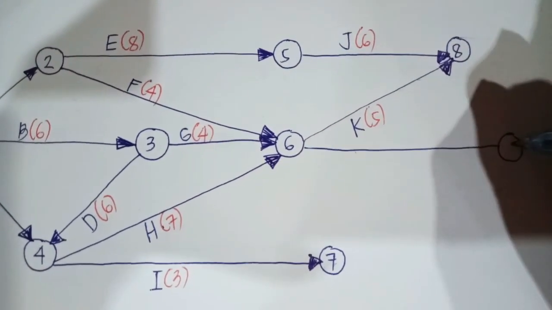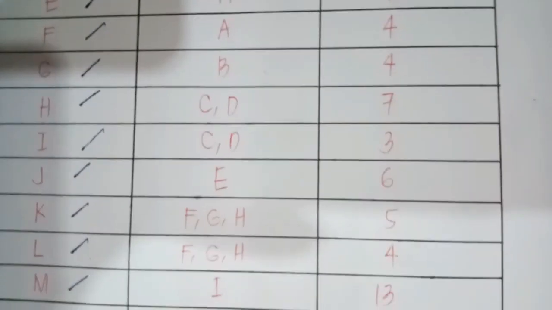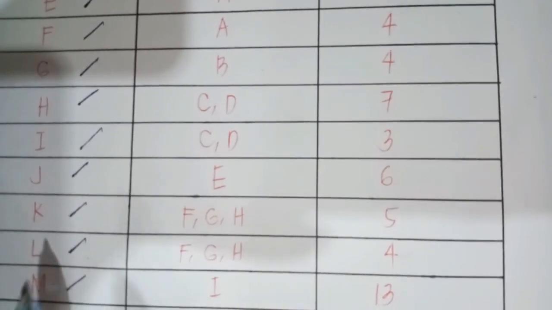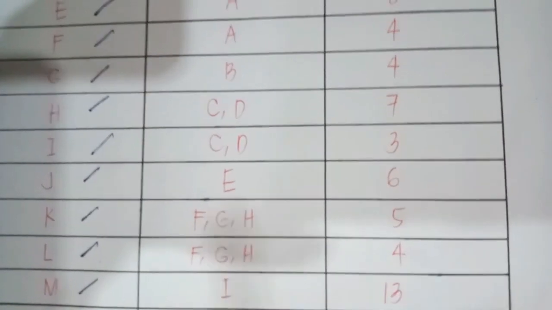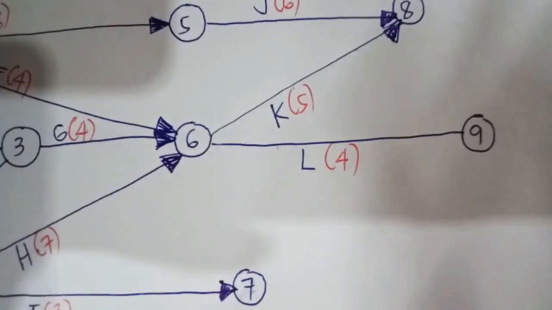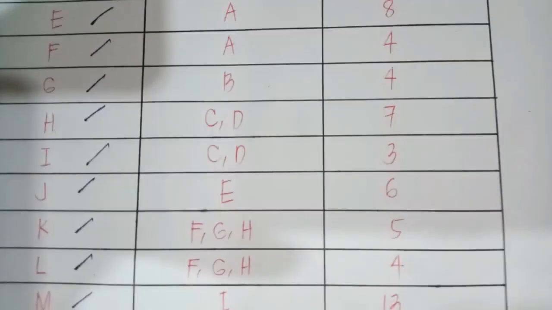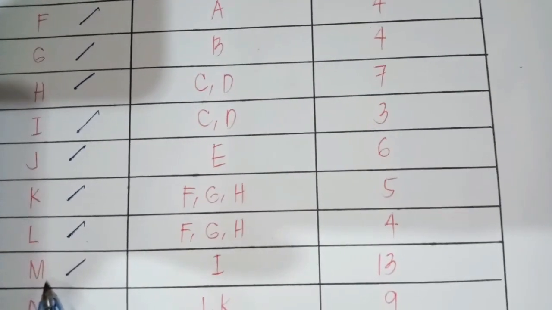Okay, this becomes now our node number 9, and this is activity L. And as you can see in our tabulation, activity L has a duration of 4 weeks. So you have there 4 weeks. Finally, we are done with activity L and let's move on to our next activity.